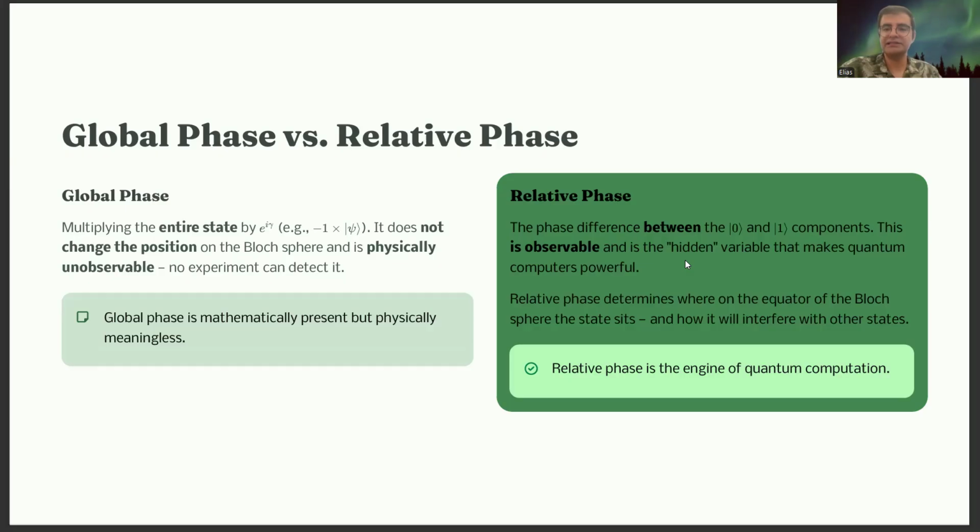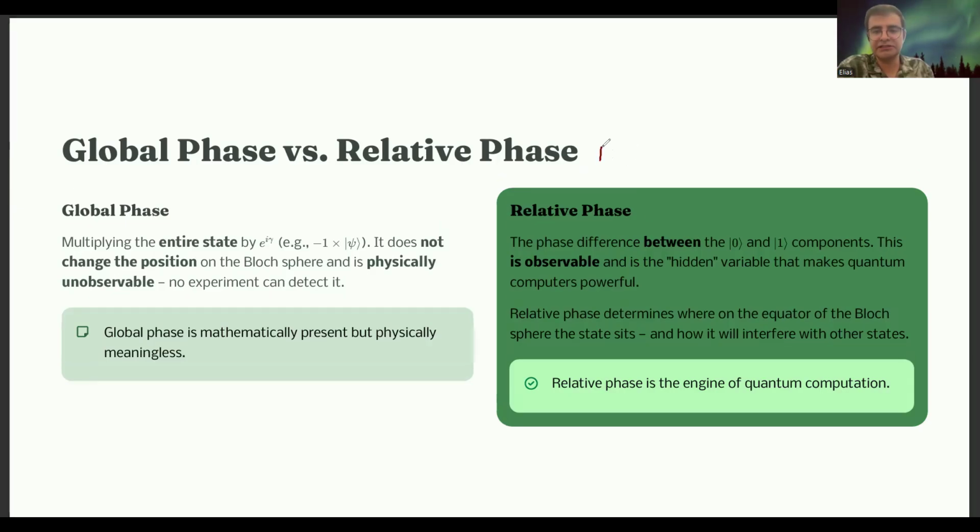Again, that's the difference between 0 and 1. Let me write this to make it easier to understand. Let's say your state is equal to alpha 0 plus e to the power of i phi 1. So you see, this is the phase difference between 0 and 1. Just have this in mind.